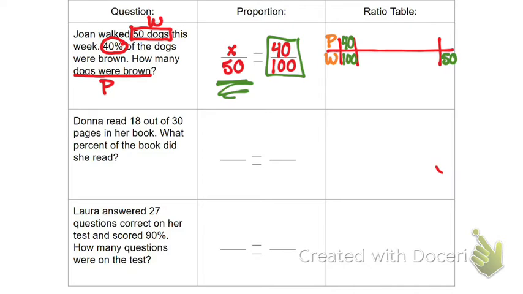So how would I go from 100 to 50? Well, I could divide it by 2. So that means I would do the same thing to the top. Divide it by 2, and that would give me a total of 20. So that means that there were 20 brown dogs.